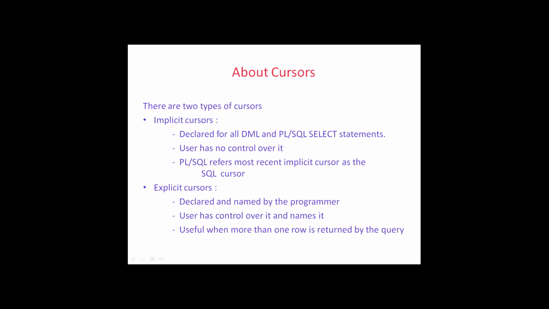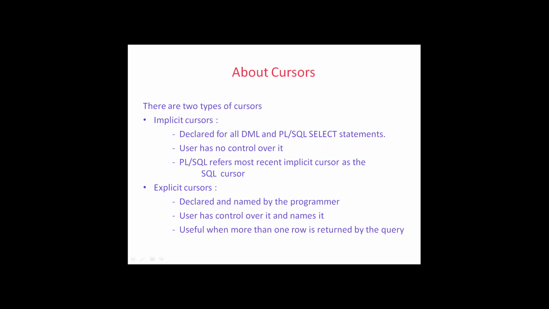By implicit, when you write a simple implicit cursor in the PL/SQL program, by default it will get executed. One more property of the implicit cursor is that it is capable of getting only one record. It cannot get multiple records at all.